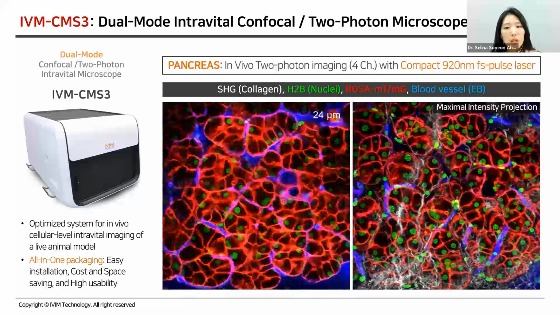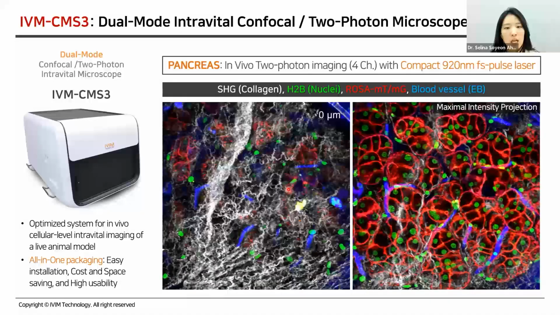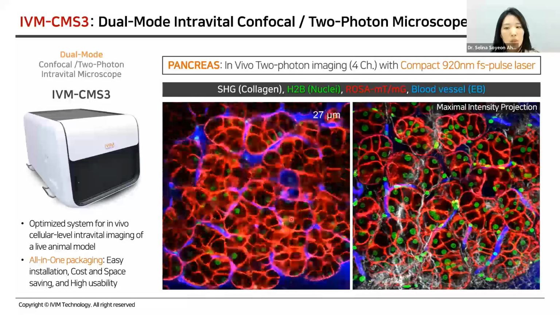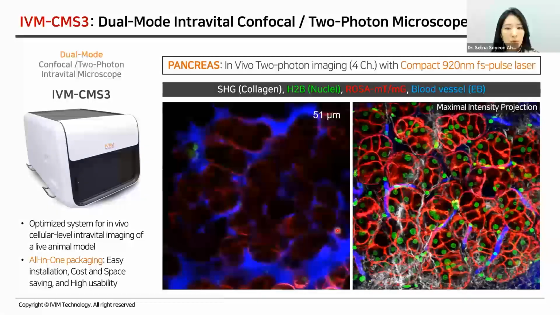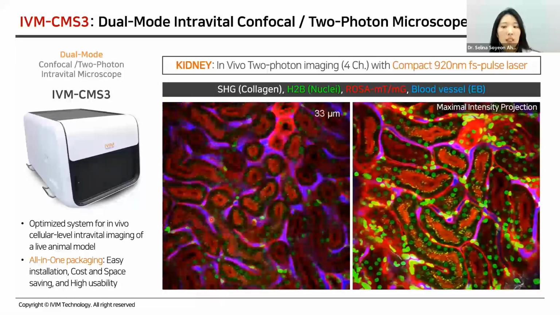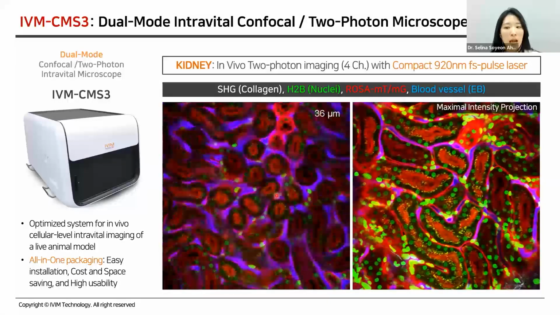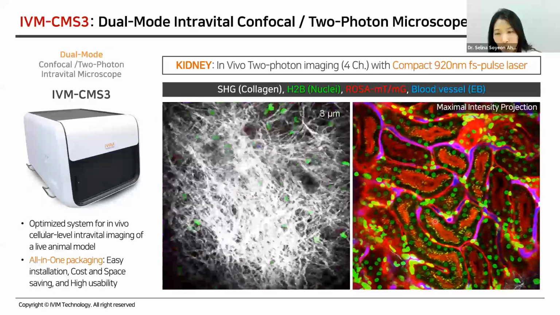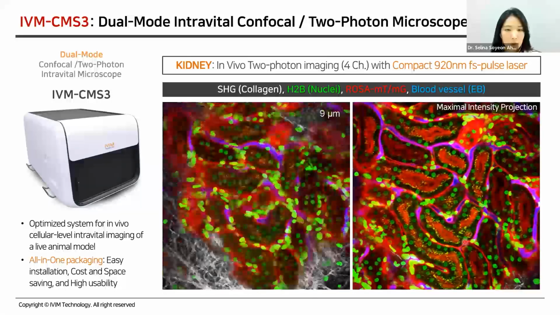In pancreas, in vivo visualization of acinar cells and the pancreatic islet cells can be acquired with the best imaging quality in vivo. In the kidney, the renal capsule expressing a high intensity of second harmonic generation collagen structures, and the renal cortex and the glomerulus can be visualized in high resolution in vivo.